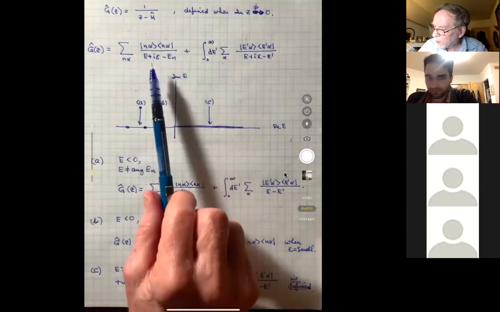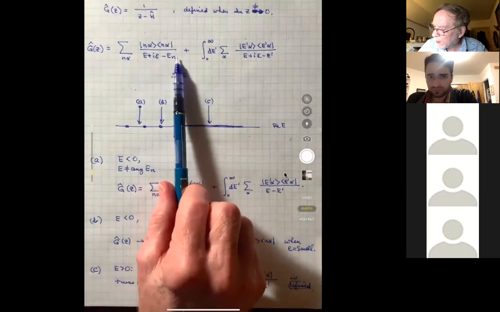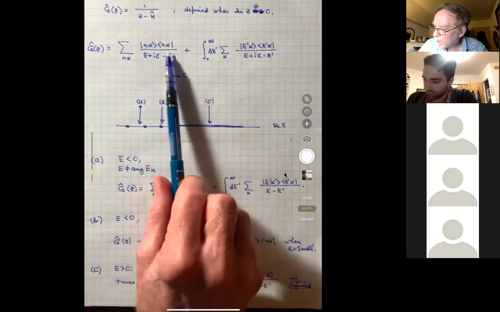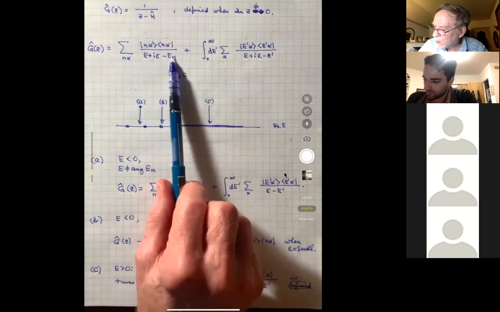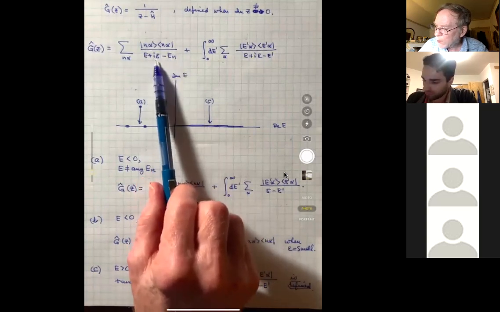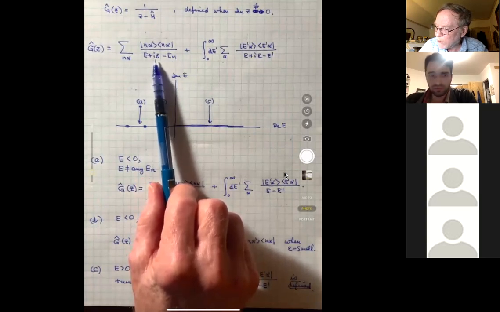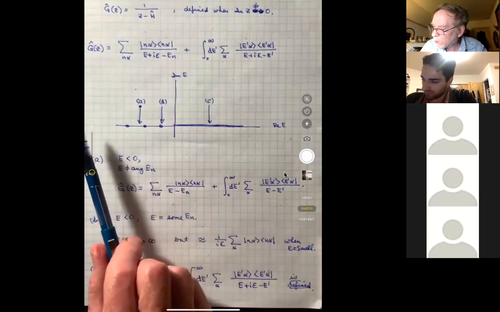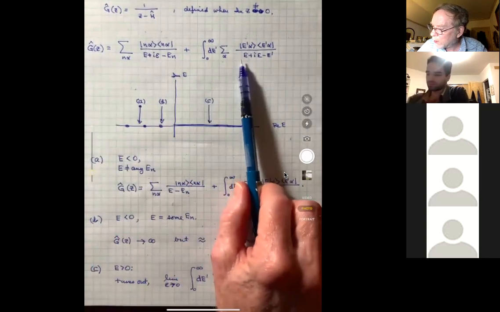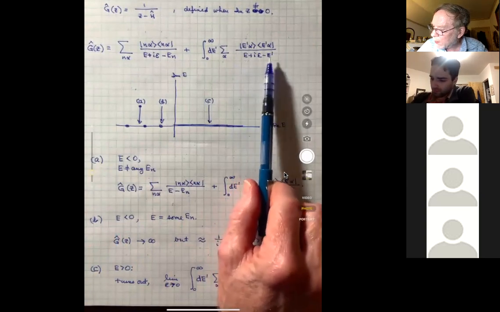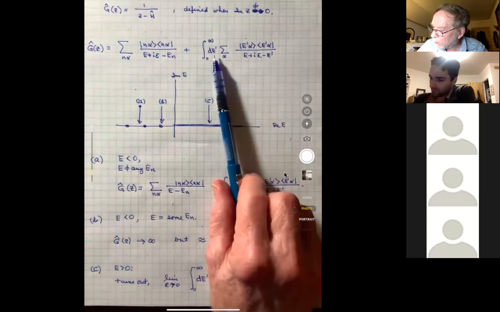Now, if you look at this formula up here, if E is not equal to any E_n, then this denominator, E minus E_n, is never equal to 0. And so just taking the limit where i epsilon goes to 0 is going to be the same as just replacing i epsilon by 0, just evaluating at epsilon equals 0, because there's nothing funny that happens with the denominator. Likewise, in the positive energy term, the E prime is a variable of integration, which is always positive.